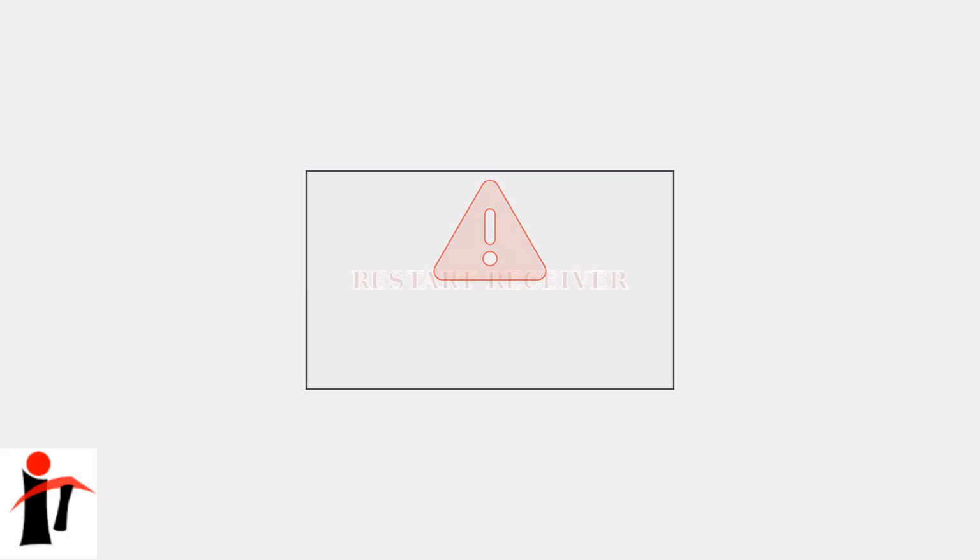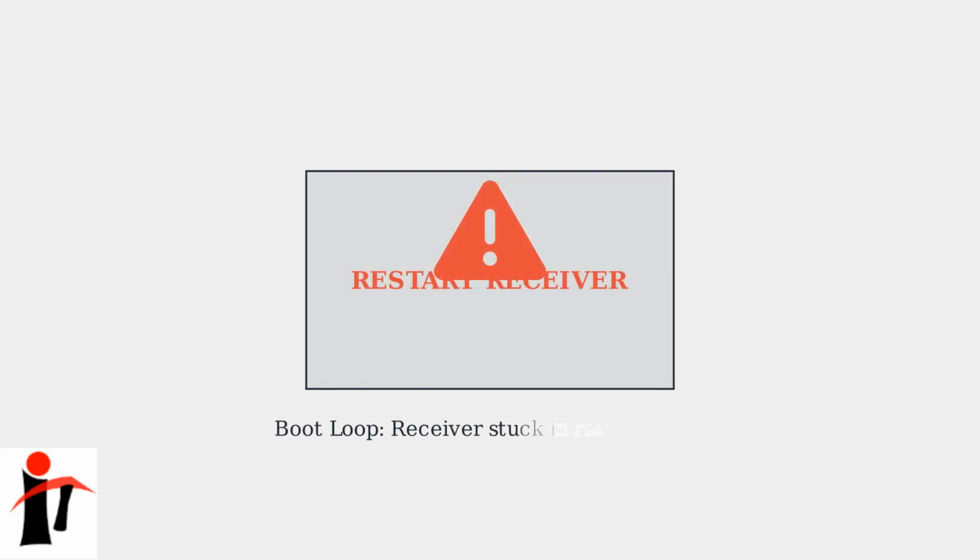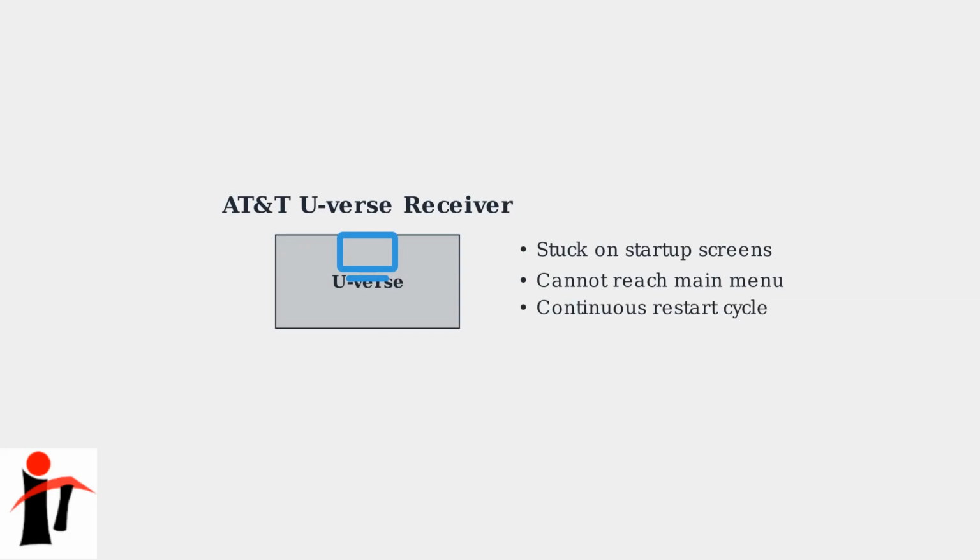Is your Uverse box stuck displaying a restart receiver message and looping endlessly? This frustrating issue prevents your receiver from completing its startup sequence. This is what a typical Uverse receiver looks like. When it gets stuck in a boot loop, it continuously cycles through startup screens without reaching the main menu interface.